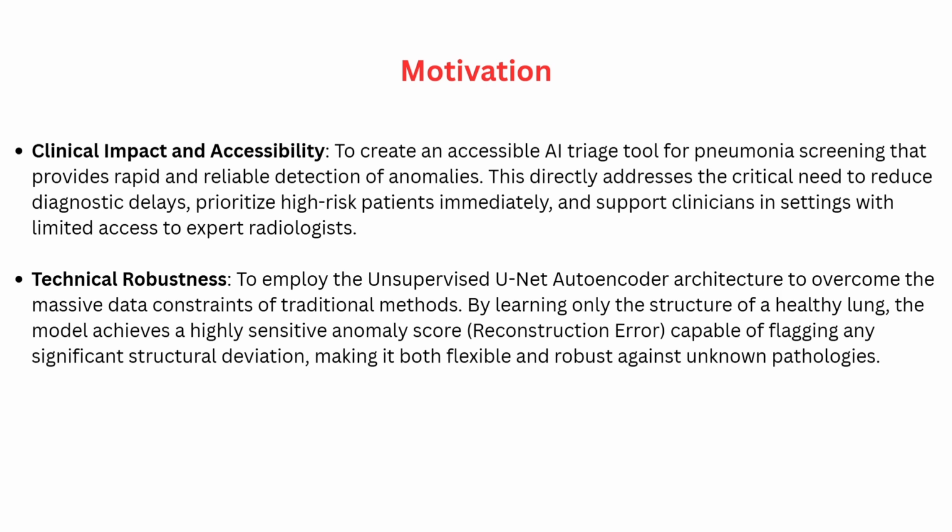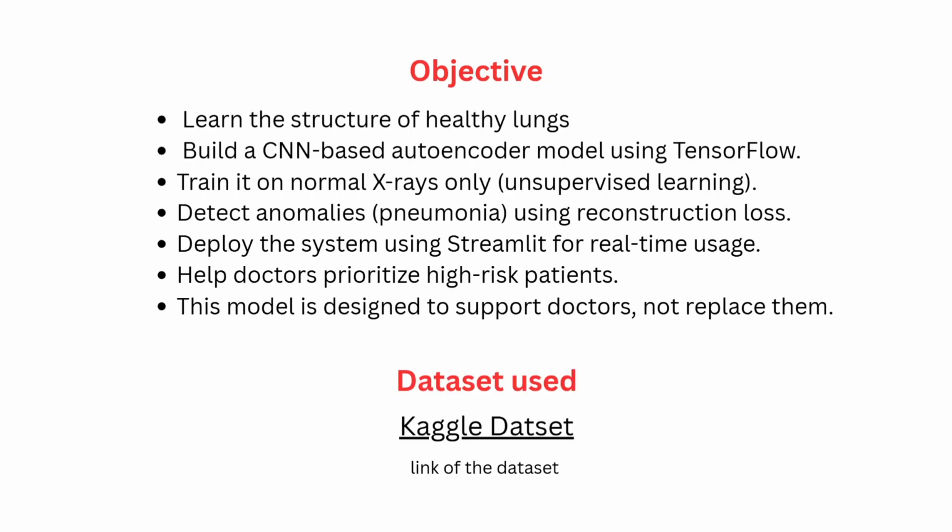Our motivation is twofold. First, we want to create an accessible AI triage tool that can rapidly and reliably detect anomalies. This is critical for reducing diagnostic delays, prioritizing high-risk patients immediately, and supporting clinicians in settings where access to expert radiologists is limited. Second, we use an unsupervised U-Net autoencoder architecture to overcome the massive data constraints of traditional, fully supervised methods. By learning only the structure of a healthy lung, the model generates a highly sensitive anomaly score, the reconstruction error, that flags any structural deviation, making it flexible and robust against various unknown pathologies.